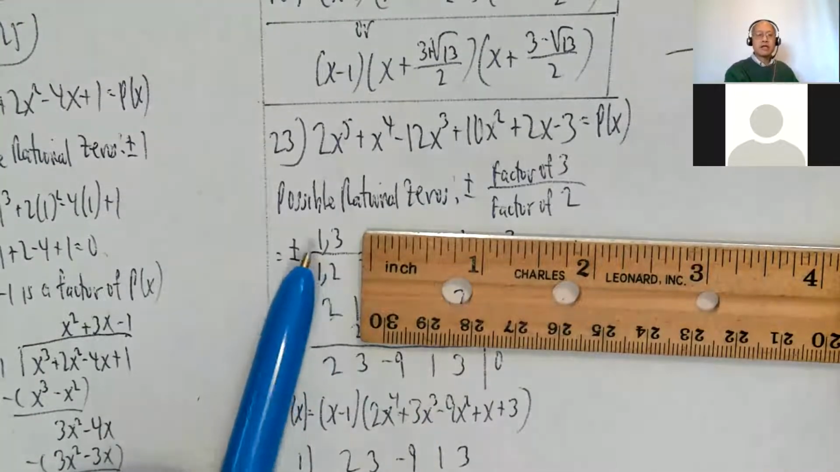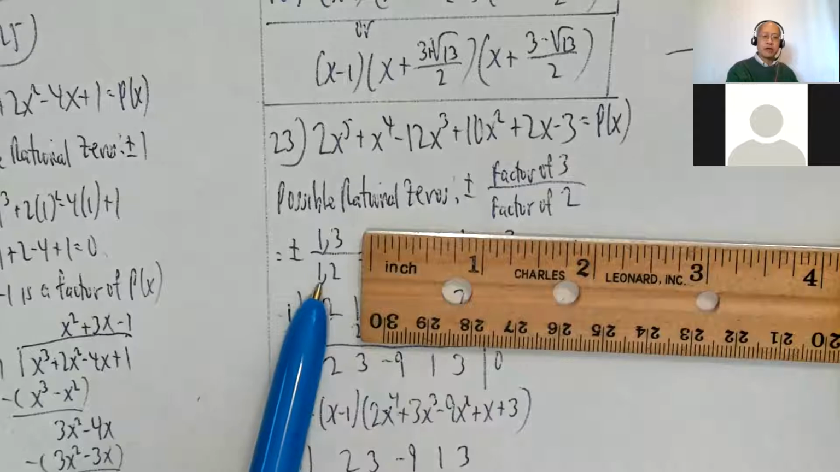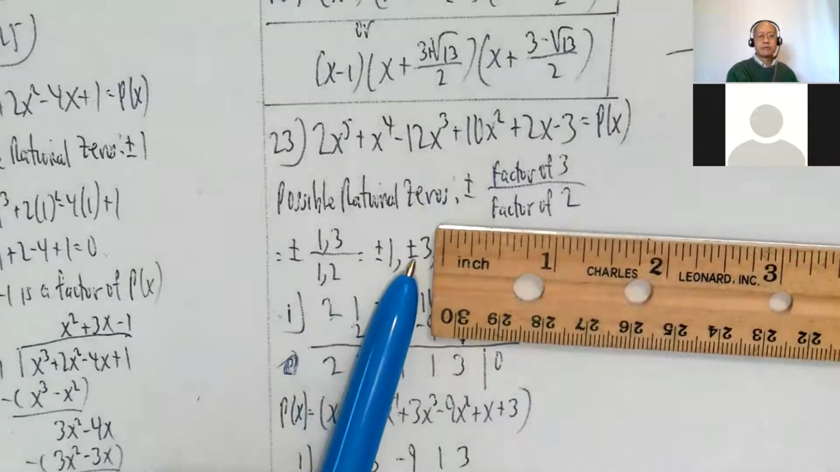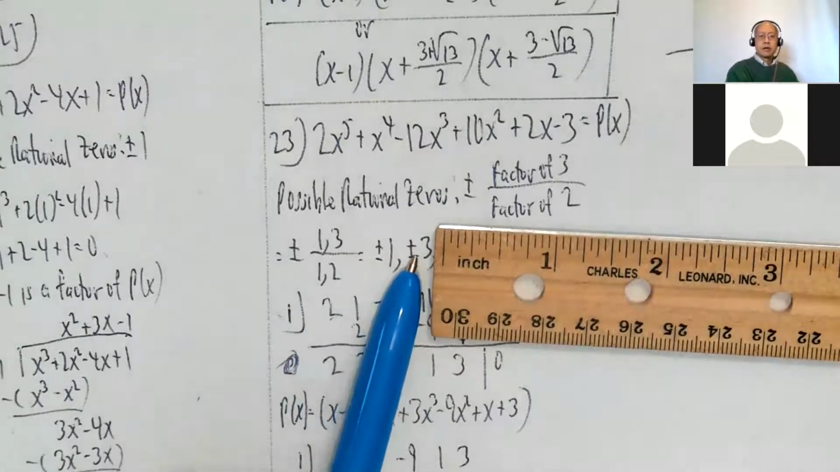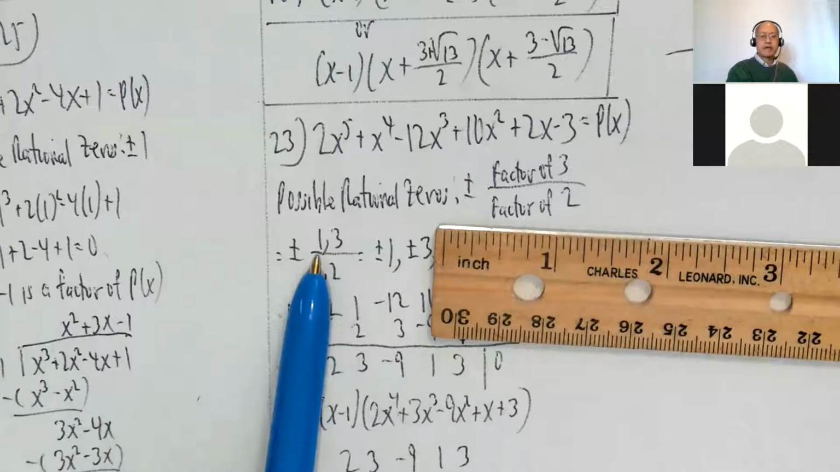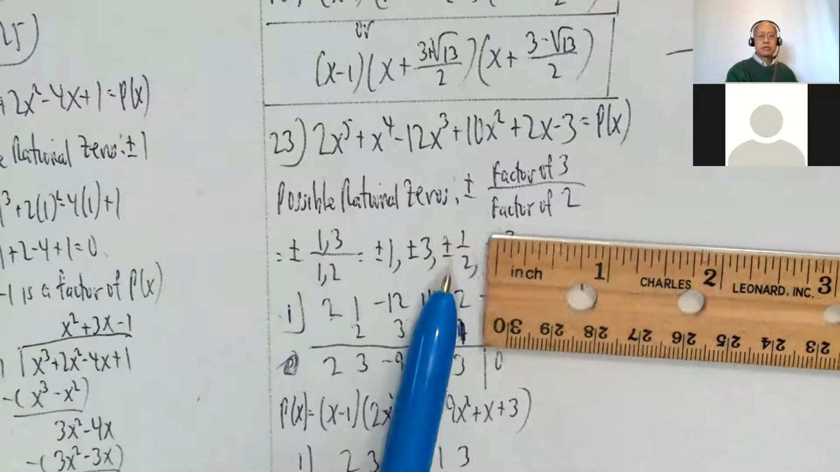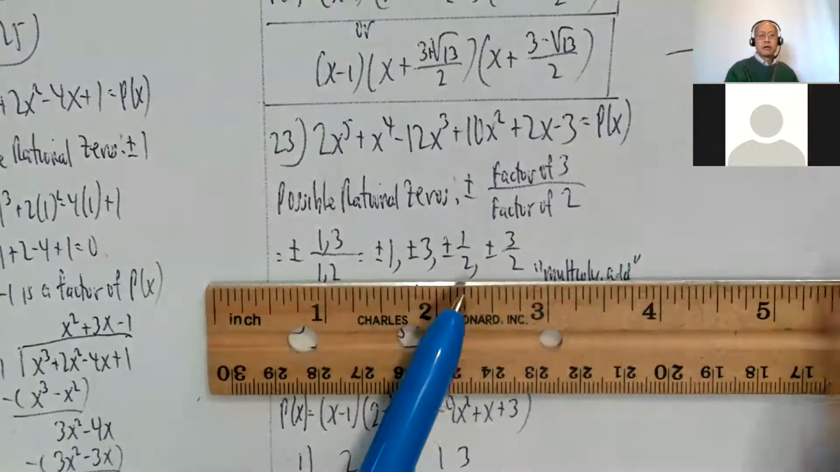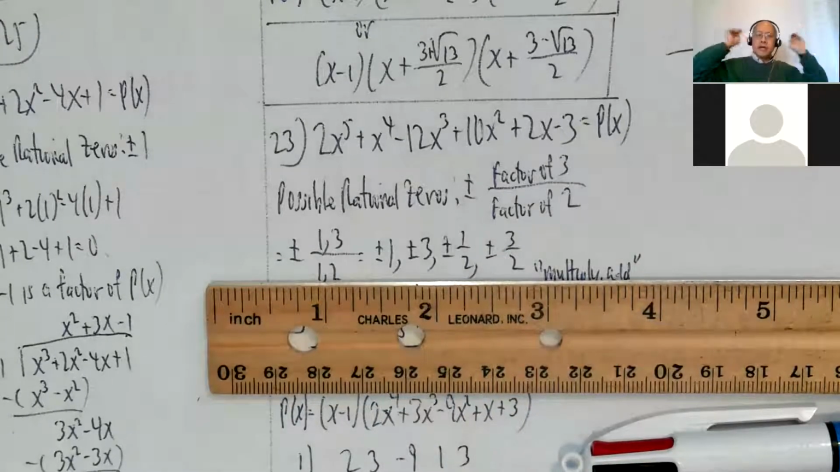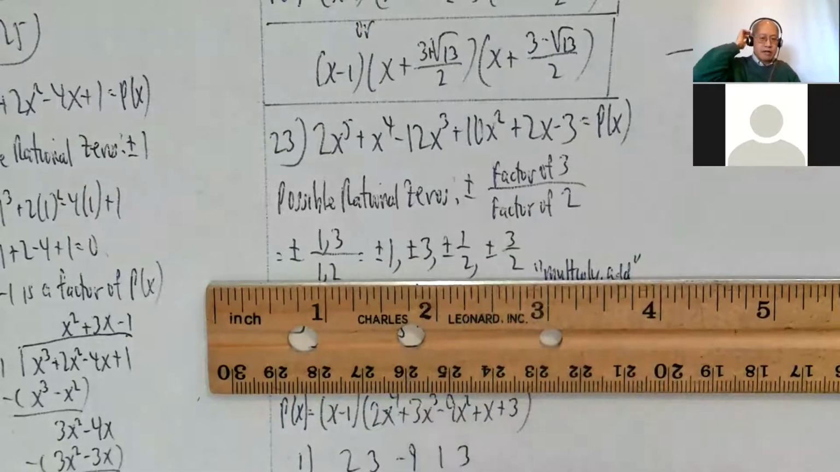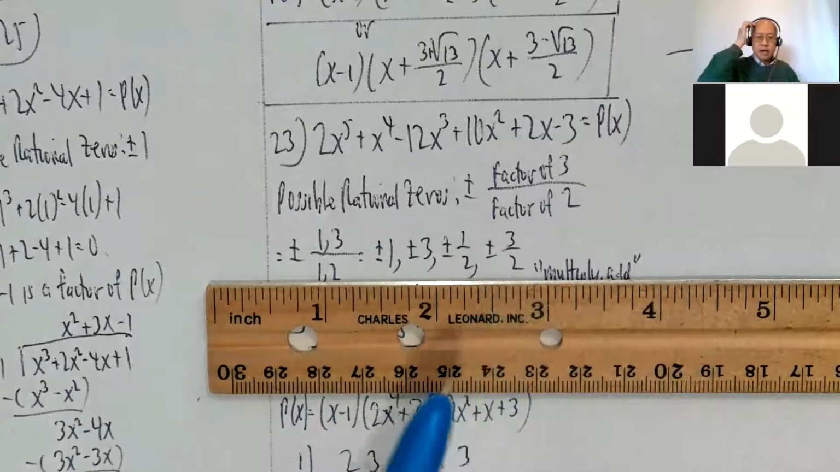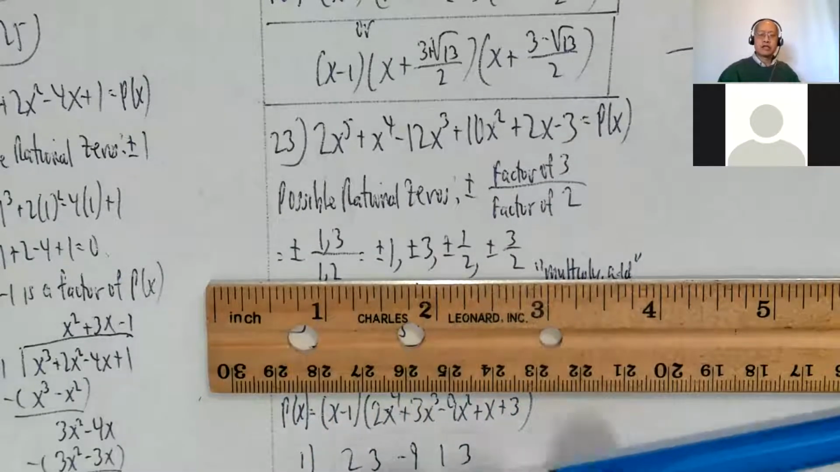So how do I make my list? I take the 1 and the 3 and divide by 1. If you divide by 1, you just leave it as plus or minus 1, plus or minus 3. And you take the 1 and the 3 and divide them by 2. So plus or minus a half, plus or minus 3 halves. So these are the only numbers to try. That's still a big list. 1, 2, 3, 4 times 2 is 8. There's only 8 things to try.